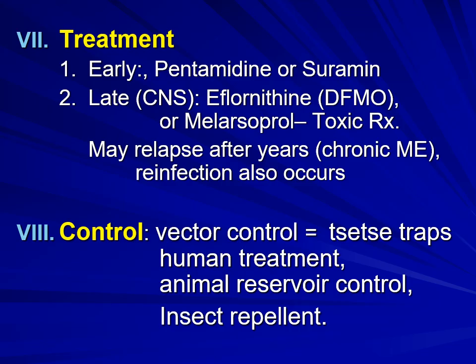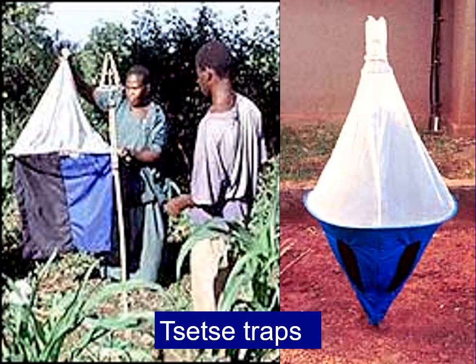Control, again, the same themes. Vector control of the tsetse fly by tsetse traps, actually, because this is a big fly. And you know that flies fly during the daytime rather than mosquitoes that fly and bite at nighttime. Human treatment, of course, animal reservoir control, and insect repellents are all helpful. Those are the tsetse traps.